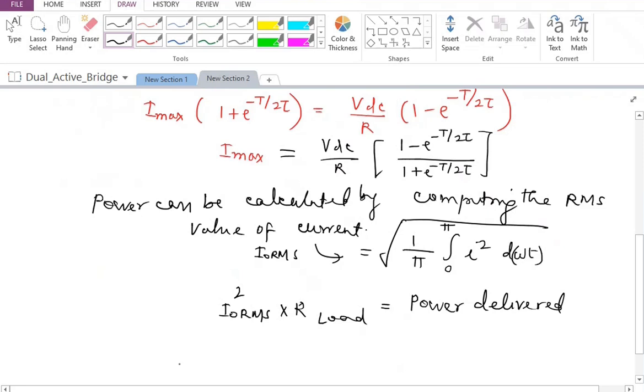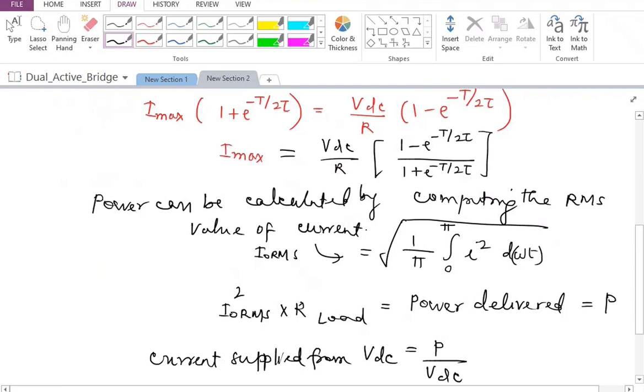Now, what is the current that is being supplied by the power supply? So current supplied from VDC will be, if I call this as capital P, so capital P divided by VDC will be IDC. So this will be the average current delivered by the DC source. Okay. So this takes us to the end of single phase inverter. We will be looking at three-phase inverter subsequently in both star connected and delta connected mode of loads.